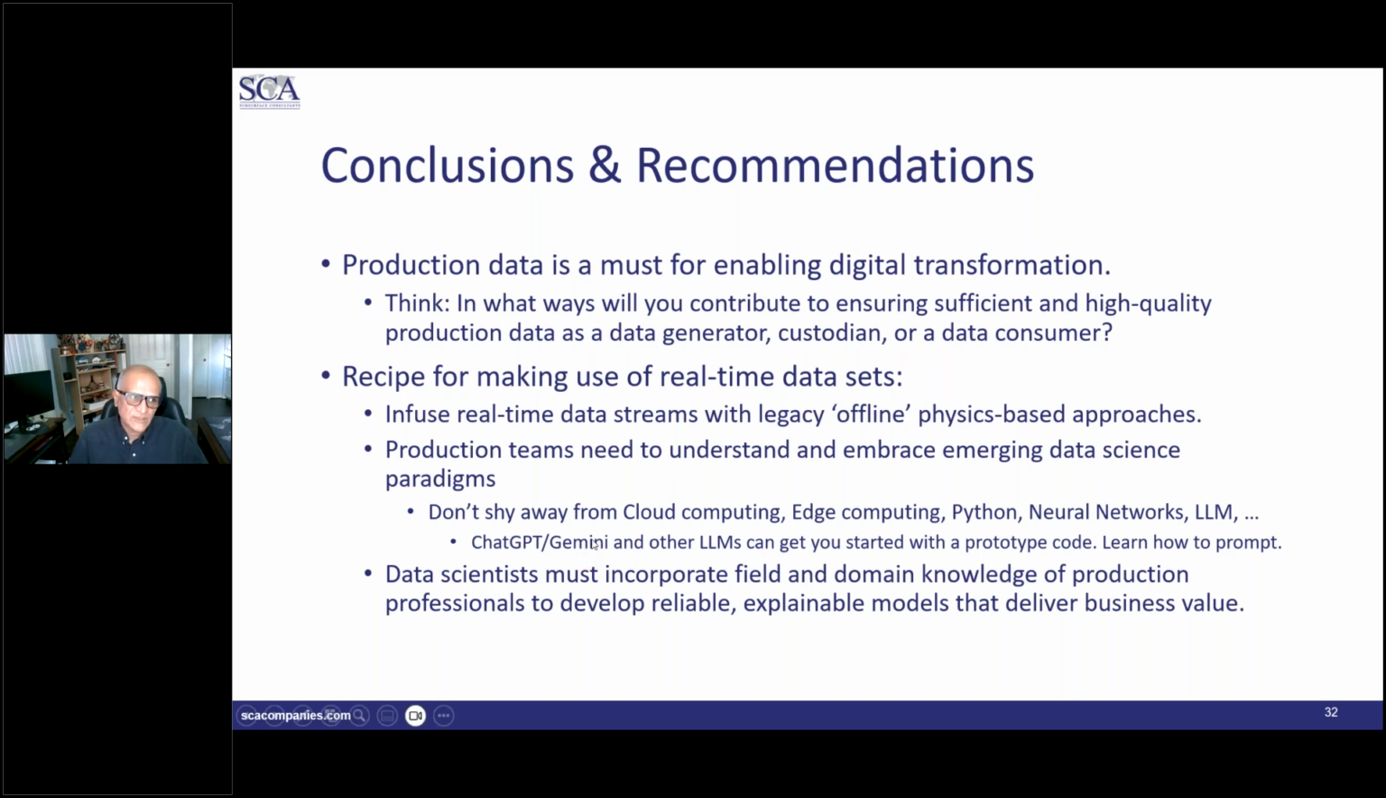Of course, we can always point out some laughable use cases there also, but you can start with some prototype code very quickly. So learn how to prompt. And data scientists, we will be working with them. They need to incorporate our knowledge, our field values in order to develop reliable, explainable models that deliver business value. With that, I will conclude my presentation.